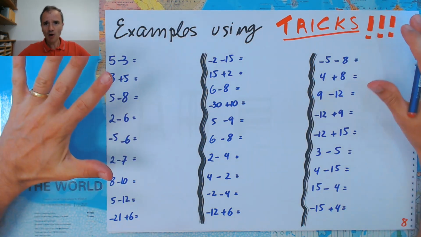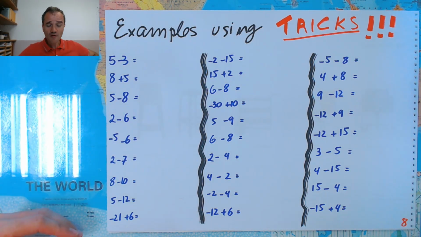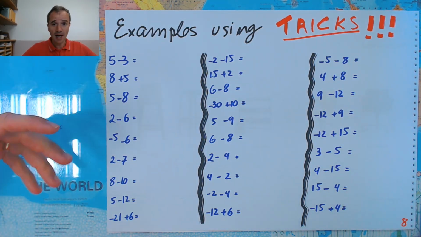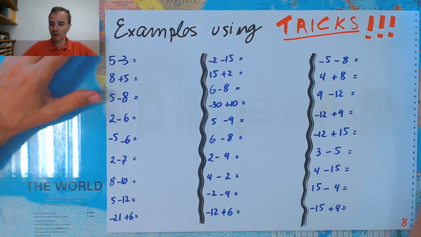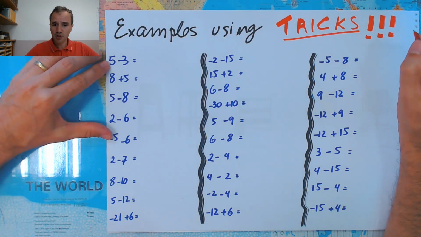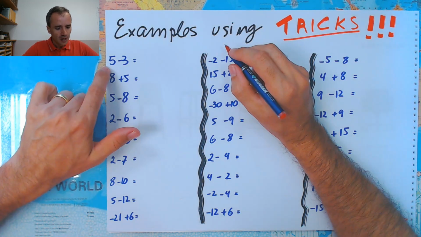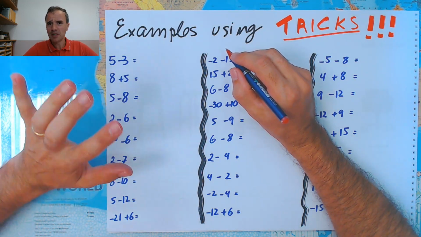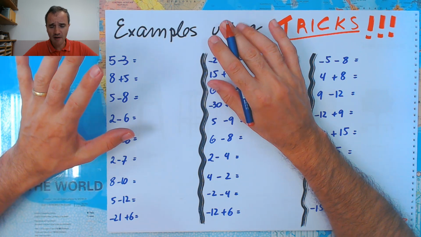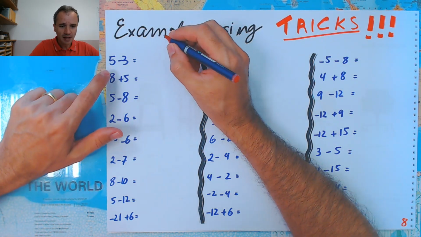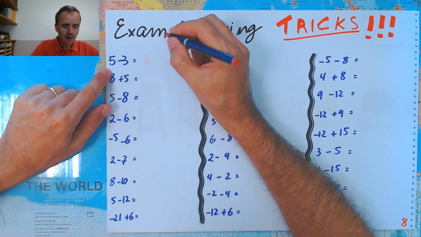So just pause the video, okay? And now I'm going to resolve them. I'm going to resolve them in a fast way, because I'm going to use tricks. 5 minus 3, okay? Well, it is plus and minus, therefore I'm just going to see the difference between 5 and 3, which is 2, okay? And the signal goes plus. Why? Because 5 is bigger.